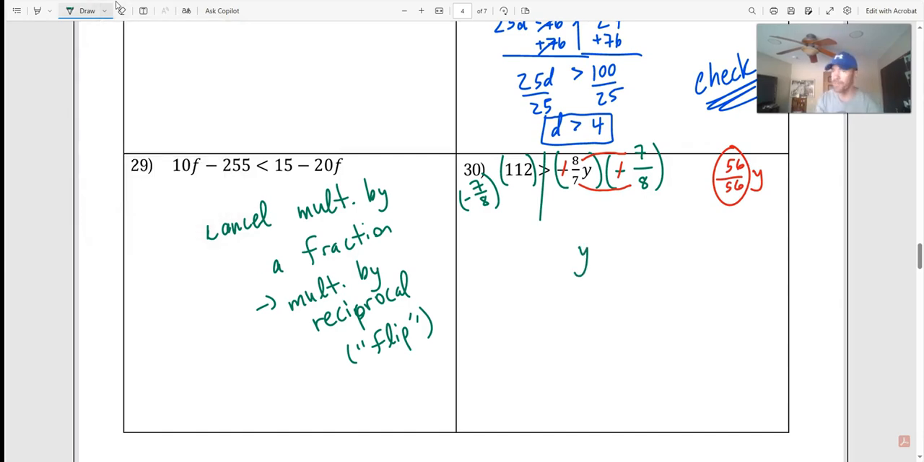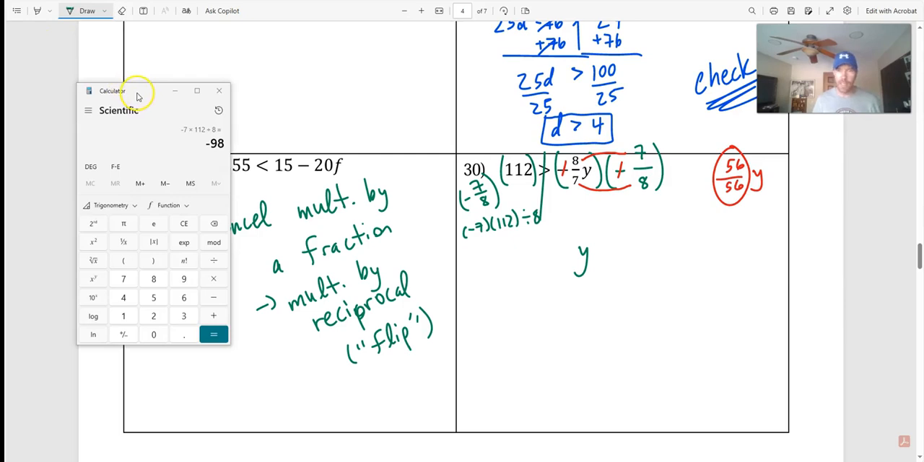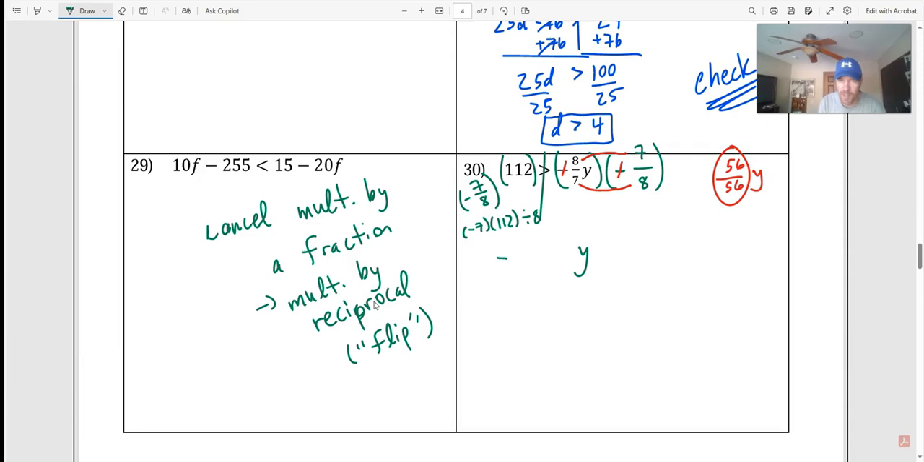On the left side, many ways you could do this. I would do negative 7 times 112, and then divide by 8, and I should know what that is. I'm going to pause the video. Okay, so I did that on the calculator. It tells me negative 98 is the result here.